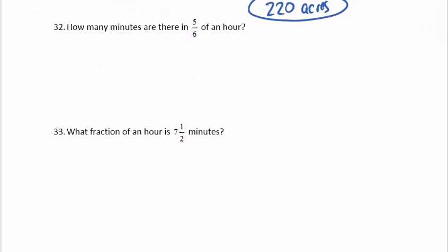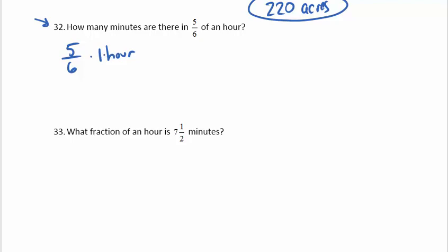All right, let's take a look now at question 32. How many minutes are there in 5/6 of an hour? So notice we're trying to find 5/6 of something. To find a fractional part of something, I'm going to multiply. So what I'm thinking here is I need to take 5/6 times 1 hour.